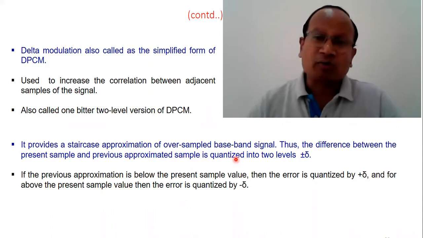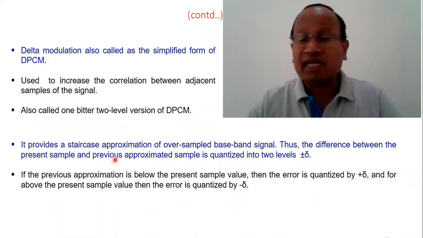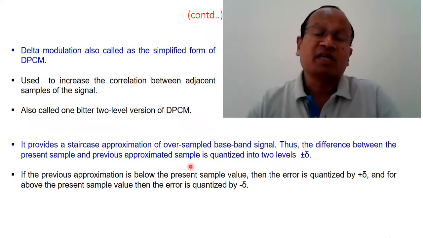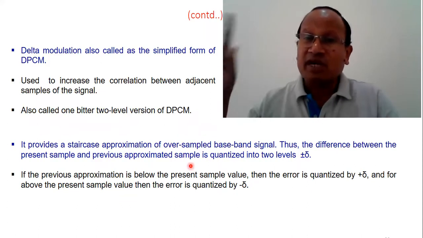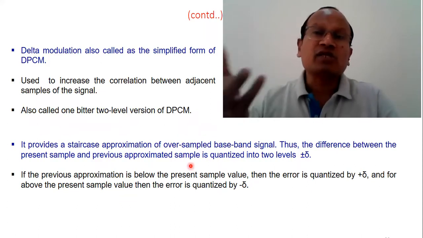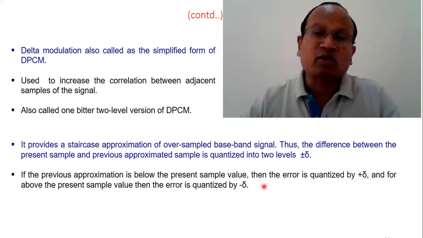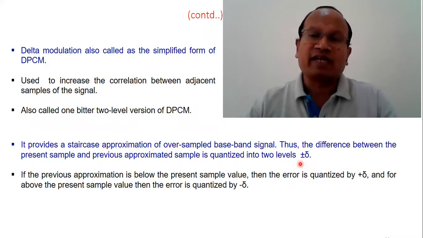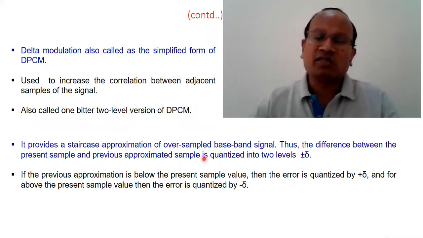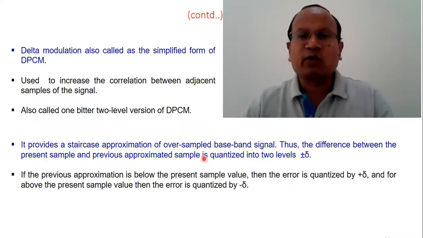A staircase output of the oversampled baseband signal, and the difference between the present sample and the previous approximated sample, because the previous sample is already communicated. How do we bring that previous sample again? By using a prediction filter. So it's an approximation of the previous sample, and the difference is quantized into two levels, plus minus del. This is also a term used for delta. Either we can use delta or this del. Both are used for the difference term. So we call it, therefore, delta modulation.